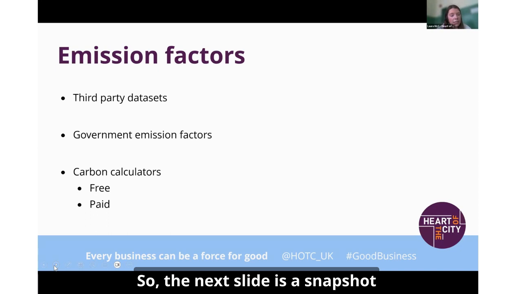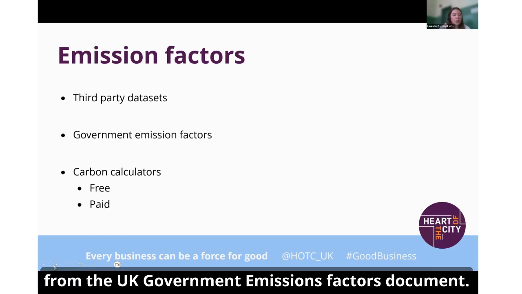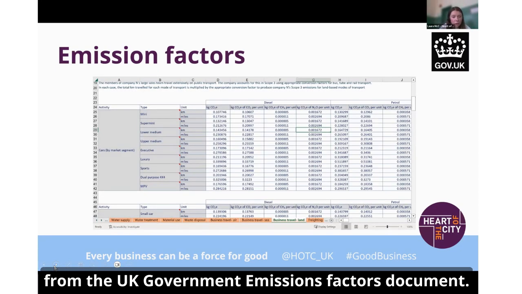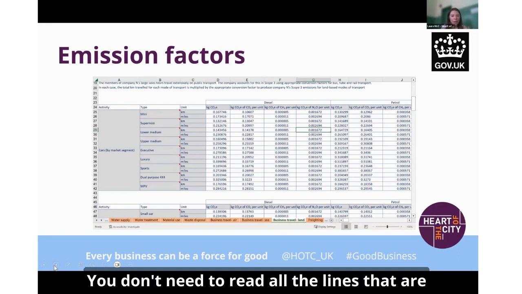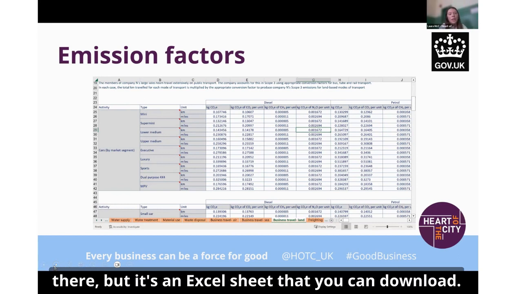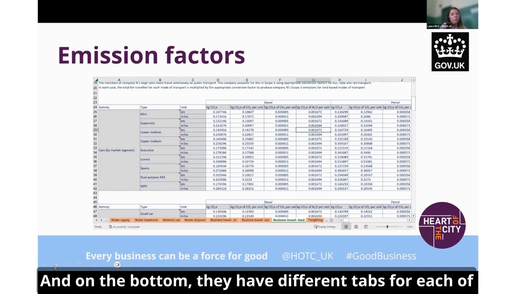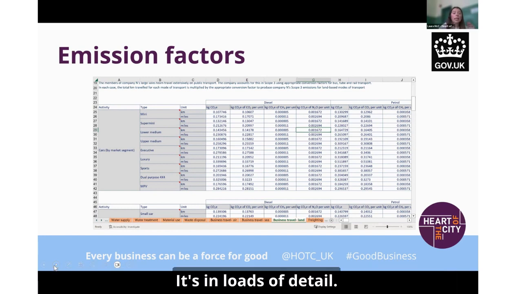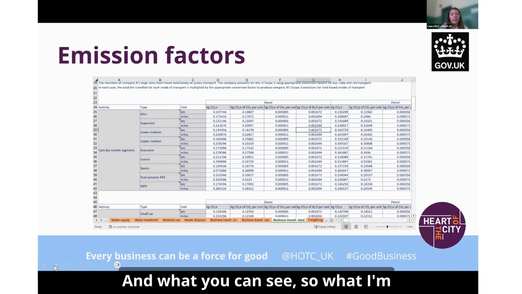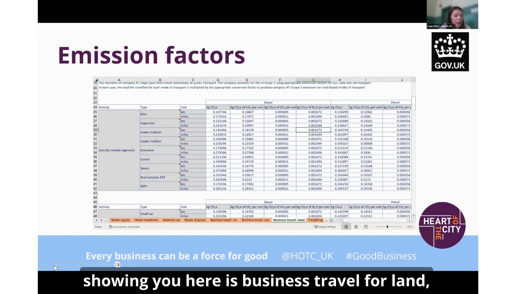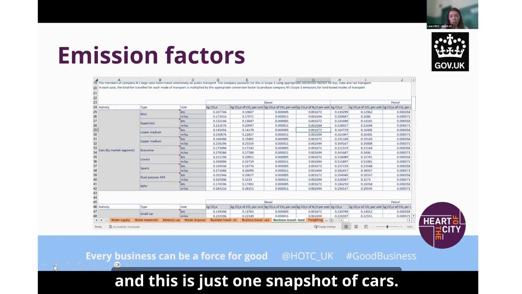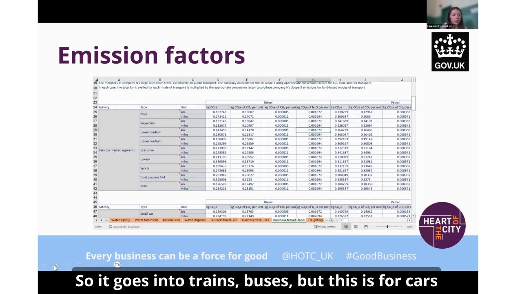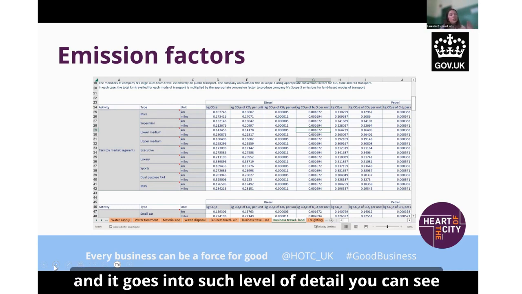So the next slide is a snapshot from the UK Government Emissions Factors document. You don't need to read all the lines that are there, but it's an Excel sheet that you can download. And on the bottom, they have different tabs for each of the 20 categories I showed you on that first diagram. It's in loads of detail. What I'm showing you here is business travel for land, and this is just one snapshot of cars.